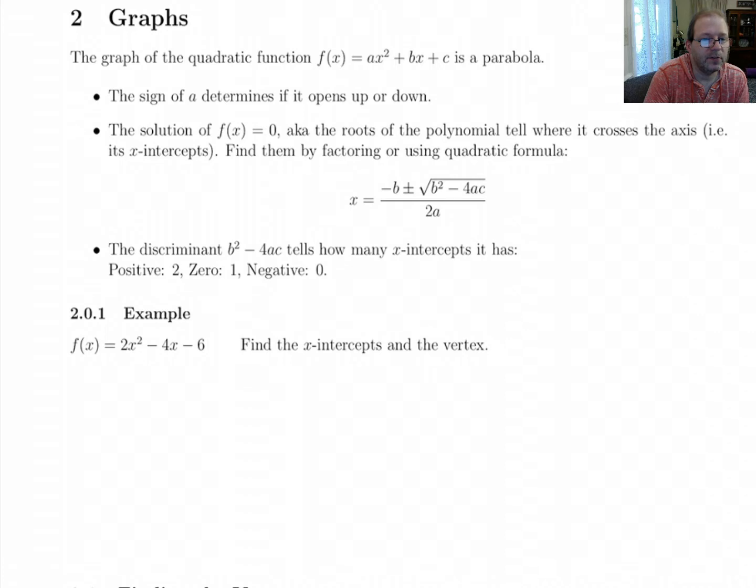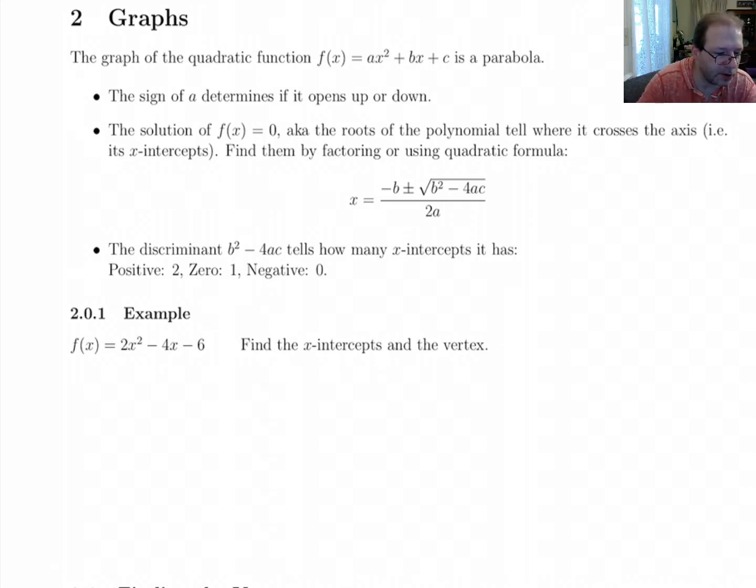If it's positive, you have 2 x-intercepts, and that's because you wind up getting a number under here. You get one for the plus and one for the minus. If it's 0, then this whole thing is 0, and adding or subtracting gives you the same thing. And if it's negative, you get no solutions or no roots because it winds up giving you an imaginary number.